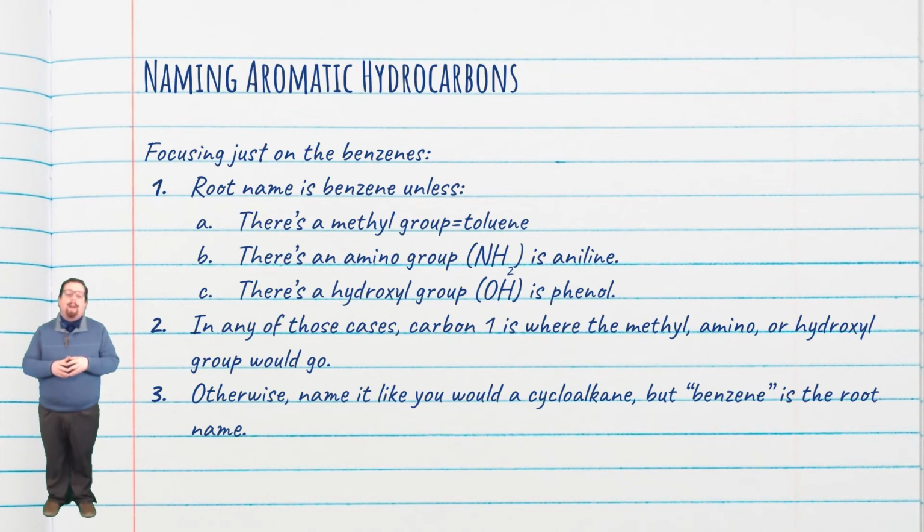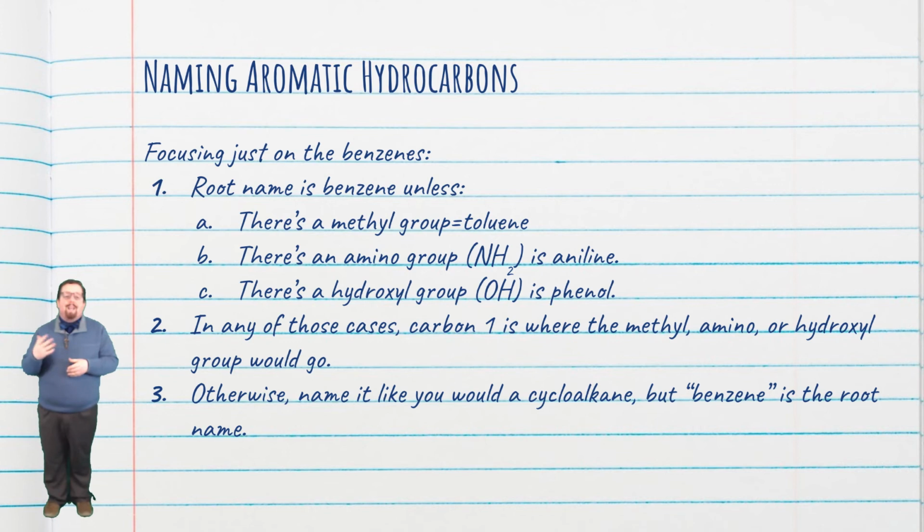To name an aromatic hydrocarbon, at least just the benzene-based ones, the name in the parent chain will be benzene, with only 3 exceptions for your purposes. If there's a benzene with a methyl group attached, we call it toluene. If there's an amino group attached, NH2, we call it aniline. And if there's a hydroxyl group attached, or OH, it's called phenol. If one of those exceptions is the case, then we have to start numbering on that substituent.